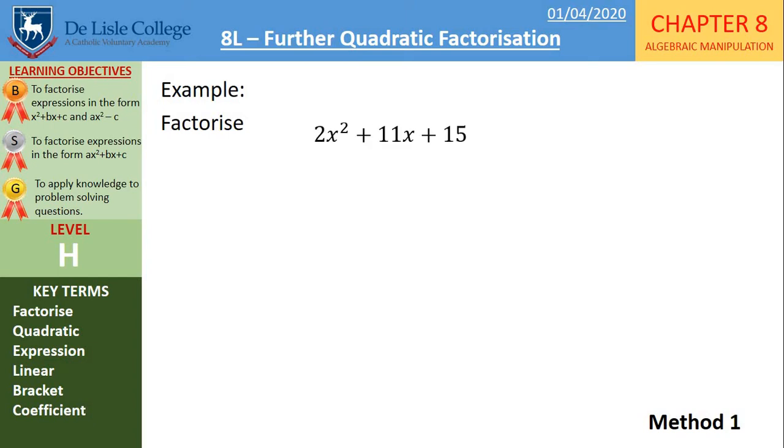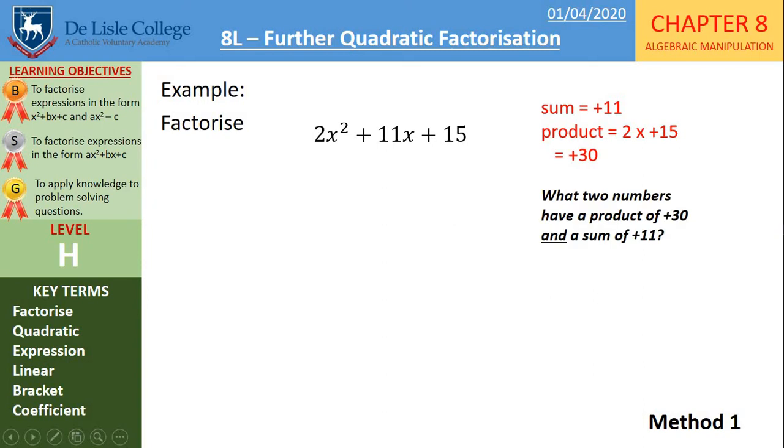So copy down the example. We are going to factorise 2x squared plus 11x plus 15. Now, we want the sum to be 11, like before, but the difference here is because the coefficient of x squared is not 1, our product is not just going to be 15, but 2 times 15, which is 30. So we need two numbers that have a product of 30 and a sum of 11. So that is going to be 6 and 5.